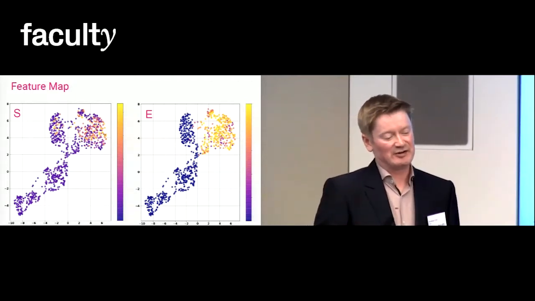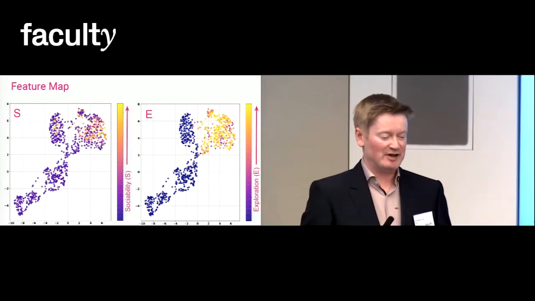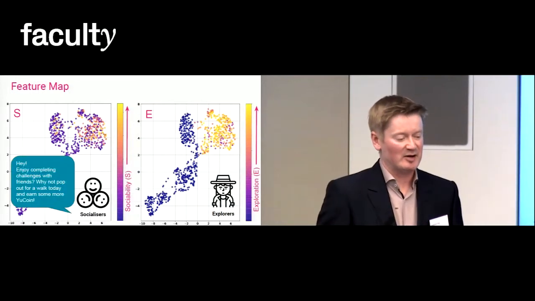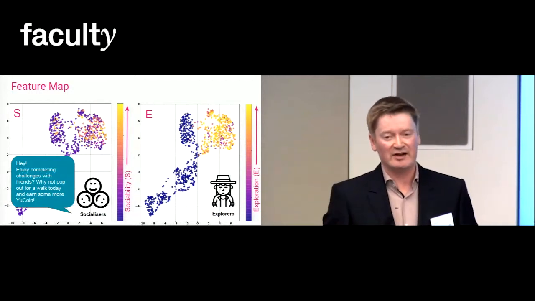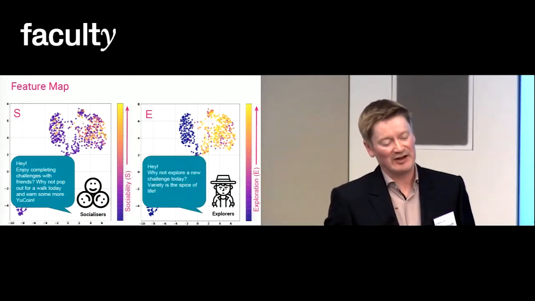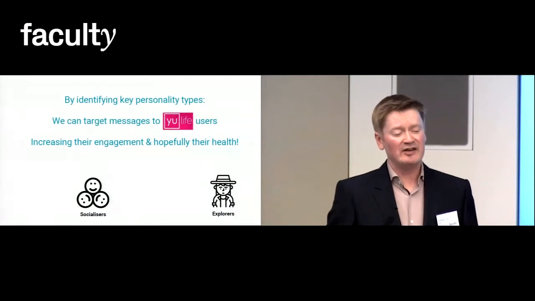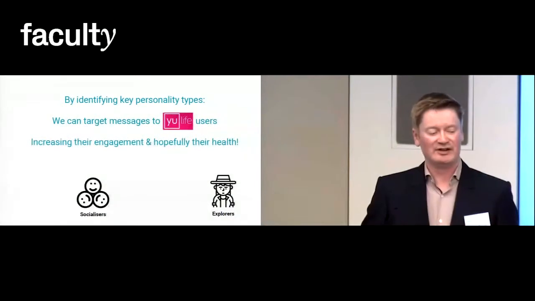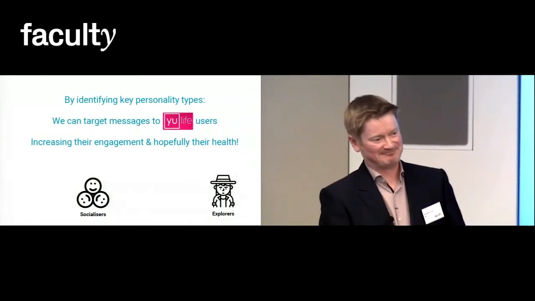We see that they don't necessarily overlap the socializers and explorers. But what this does enable us to do is we can start to send targeted messages to the socializers, perhaps saying, hey, enjoy completing challenges with friends. Why not pop out for a walk today and earn some more Ucoin? Or to the explorers, hey, why not explore a new challenge today? Variety is the spice of life. So by identifying key personality types, we can target messages to Yulife users, increasing their engagement and hopefully their health. Thank you for listening.